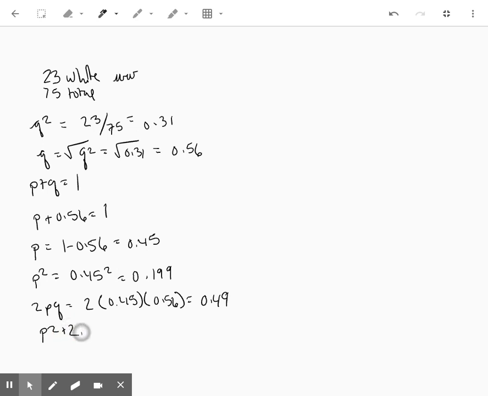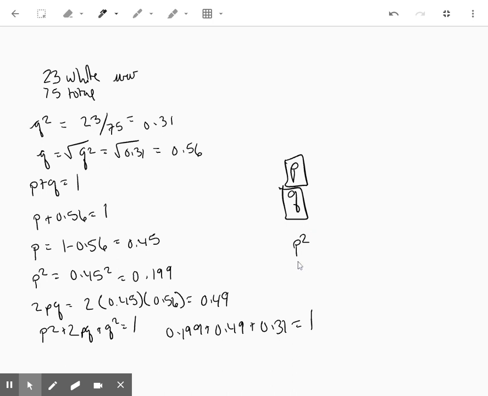p squared plus 2pq plus q squared is equal to 1. Okay, and so to double check, p squared 0.199 plus 2pq 0.49 plus q squared 0.31, and that all adds up to 1. Okay, so we have our allele frequencies, p and q. Okay, we have our genotypic frequencies, p squared, 2pq, and q squared.